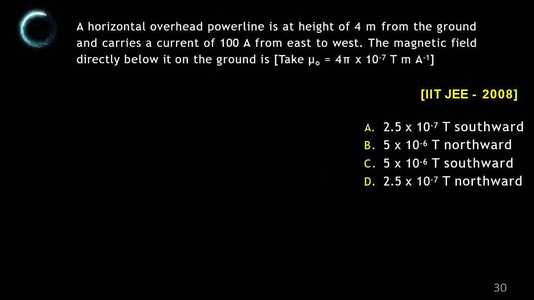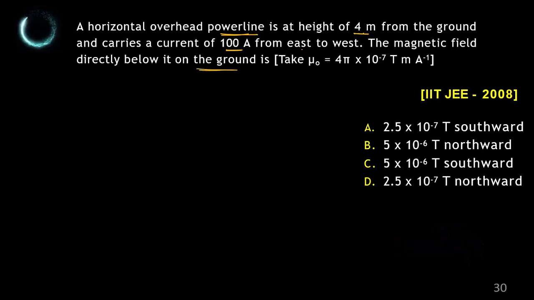Now let us see this question. A horizontal overhead power line is at a height of 4 meters from the ground and carries a current of 100 ampere from east to west. So the current carrying wire is carrying the current from east to west. The magnetic field directly below it on the ground.